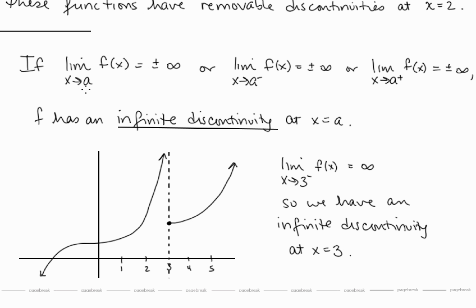If the limit as x goes to a of f of x is positive infinity or negative infinity, or if just the left or the right limit is positive or negative infinity, then f is said to have an infinite discontinuity at x equals a. So in this graph, we have the limit as x goes to 3 from the left of f of x equaling positive infinity. It doesn't matter what's happening at x equals 3 or on the right. As soon as we see that we have a one-sided limit that's infinite, we have an infinite discontinuity. We'll talk more about this in the next lesson when we talk about vertical asymptotes.